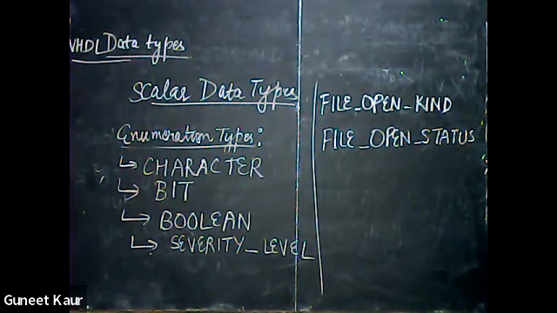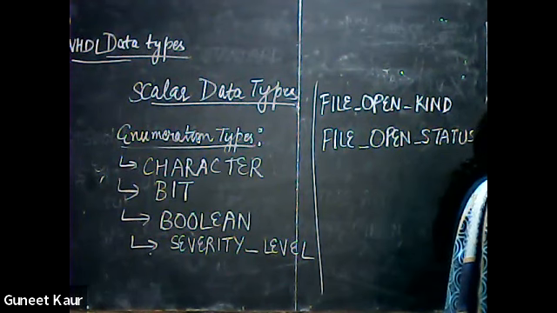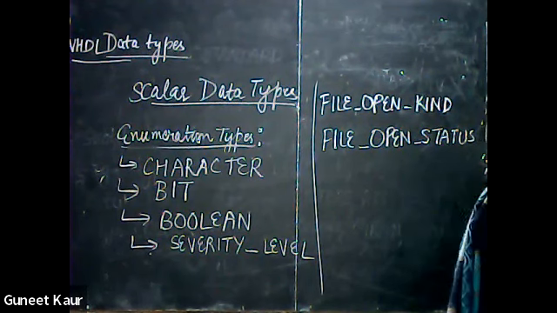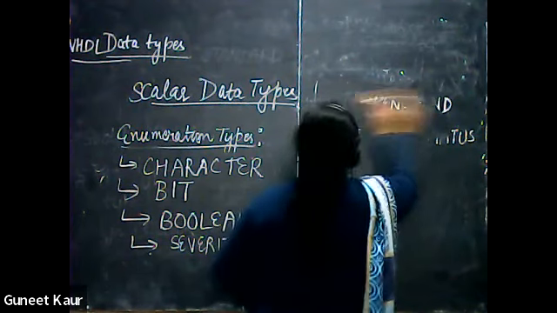Values belonging to the type character constitute the 191 characters of the ISO 8-bit code character set. These values are called character literals and are always written between single quotes. So these were under the category of characters. I will explain this character type in detail.